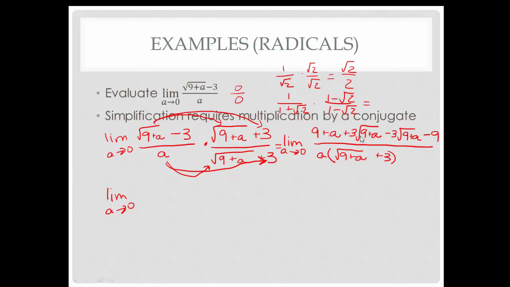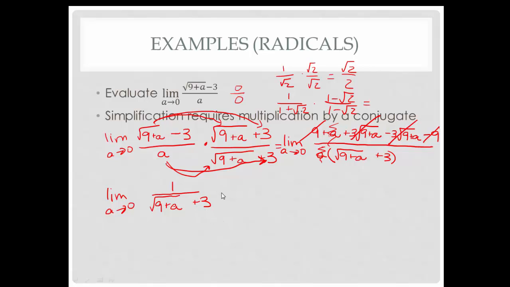So take a look at some nice things that happen in our numerator. It looks like a mess when you first start, but notice you get positive 9 and negative 9, plus 3 times the radical, minus 3 times the radical. So all you're left with in your numerator is a. But notice because I didn't distribute, you can see it right away. This a cancels this a. So in your numerator, you're left with 1. And then in your denominator, you're left with the square root of 9 plus a, plus 3.